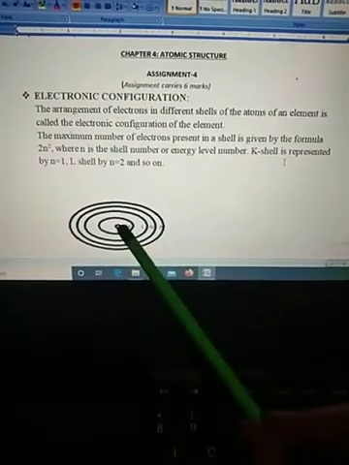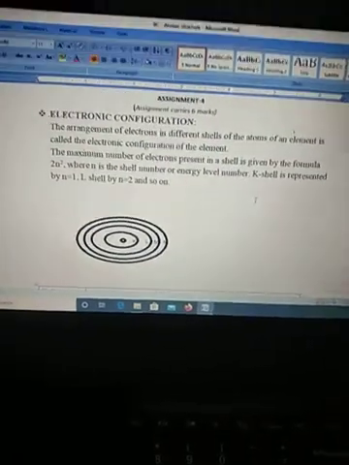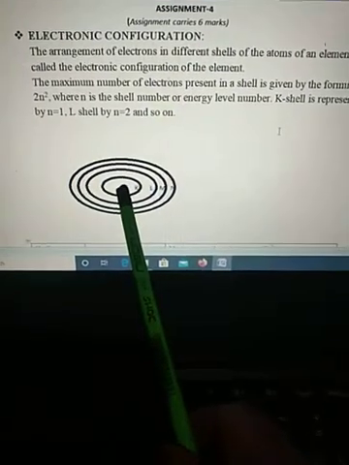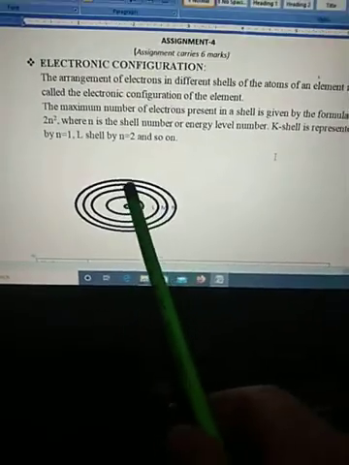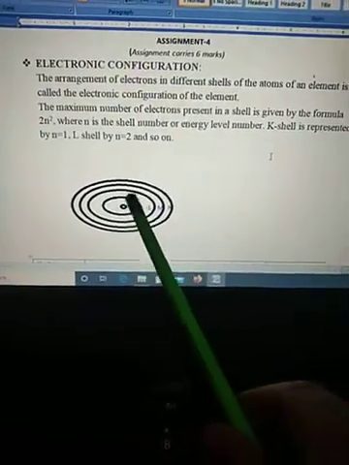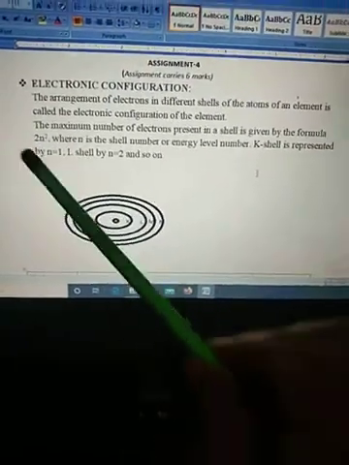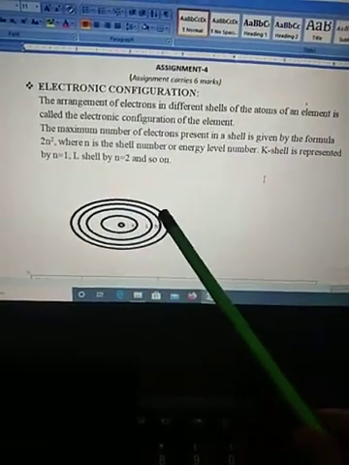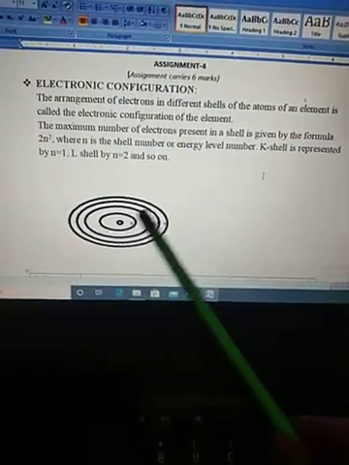Say for example, this diagram shows the different shells or orbits. At the center we have the nucleus, in which we have protons and neutrons, and outside the nucleus we have different orbits. The maximum number of electrons in one shell is calculated by the formula 2n square, where n means the number of the shell. If this is the first, the value of n will be 1. If this is the second one, the value of n will be 2. Like that it goes on.